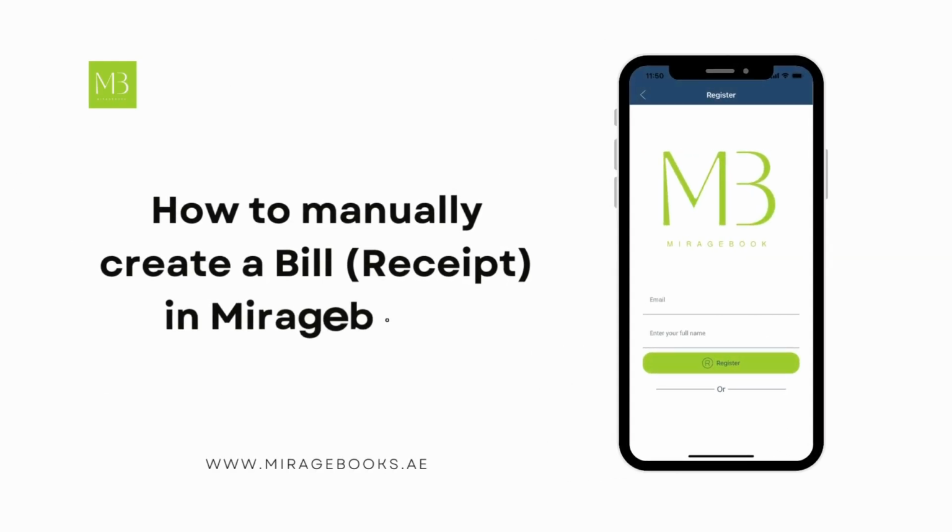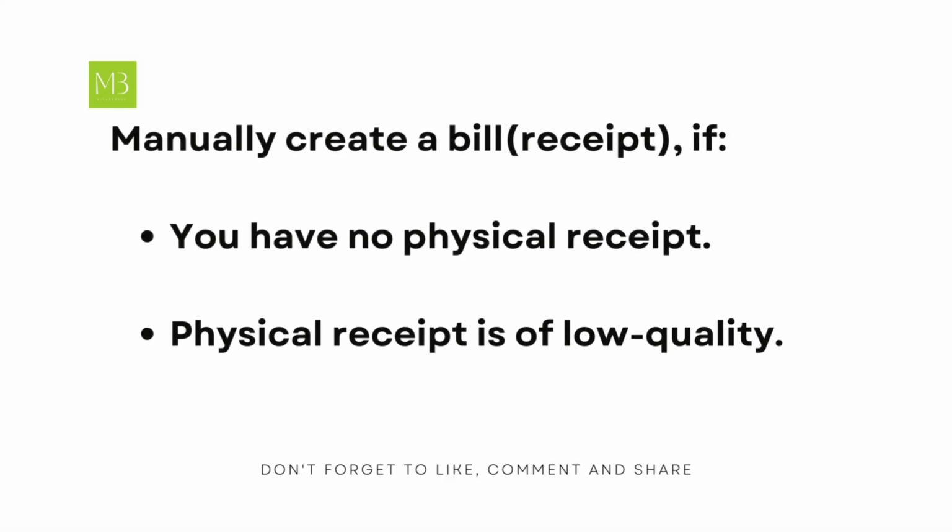When your business makes a payment, it's important to keep it on the record. You can do it by creating a bill receipt entry in Miragebooks. With Miragebooks, you can just snap a photo of your receipt and let the app automatically save the transaction. However, if you don't have a physical receipt or if the receipt is handwritten, old, or difficult to read, you need to manually create an entry.